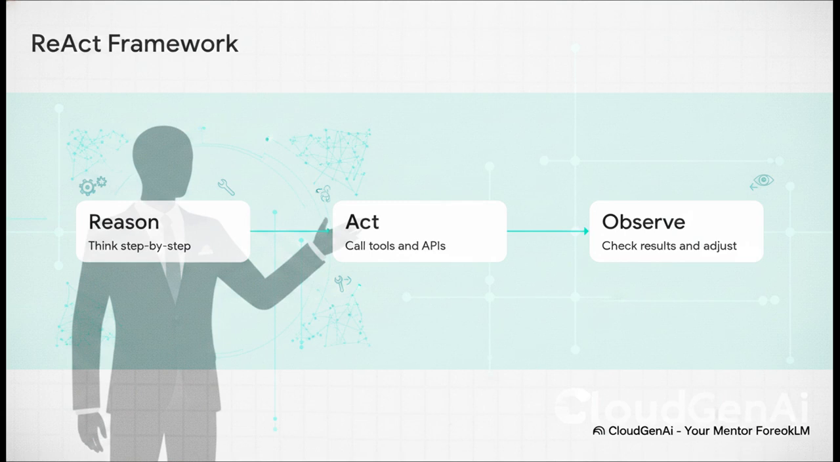An agent doesn't just blurt out the first answer it thinks of. First, it reasons. It thinks step by step about the problem. Next, it acts. Maybe it calls an API or runs some code. Then it observes the result of that action. It takes that observation, reasons about it again, and decides what to do next. It's this beautiful, continuous, intelligent loop.